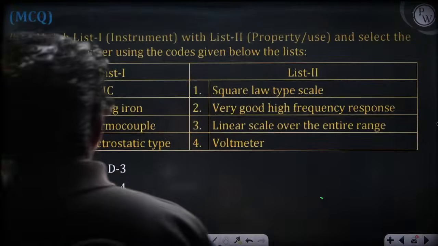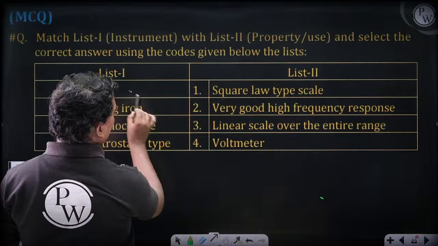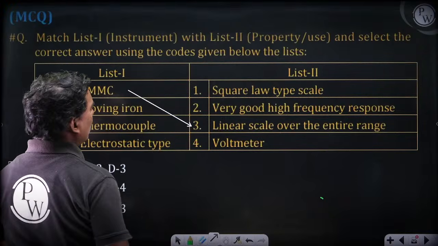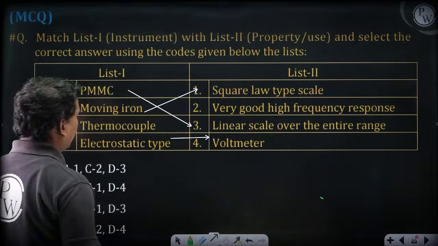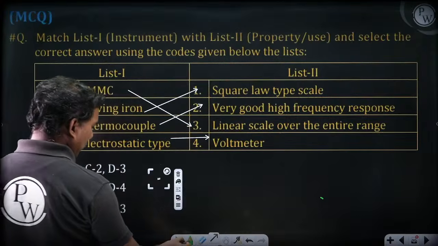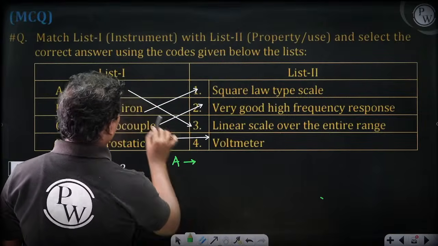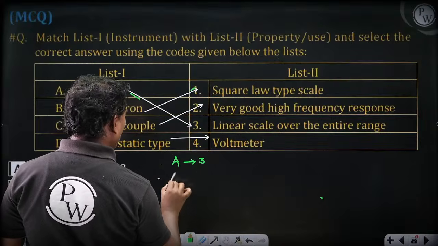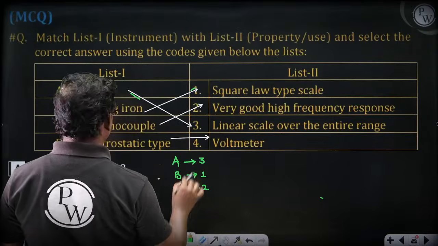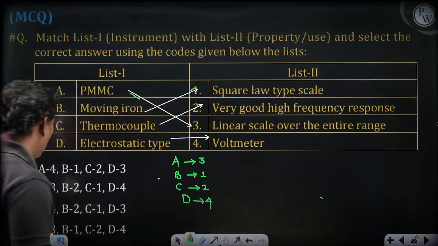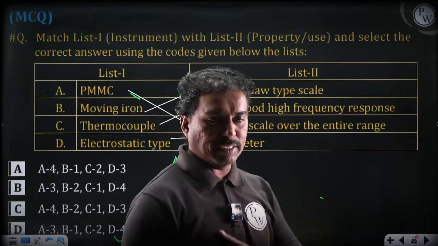Option B is coming. Okay, see here. PMMC has a linear scale over the entire range. Moving iron is square law, right? Electrostatic type is a voltmeter, an electrostatic voltmeter. Thermocouple always has high frequency response. So what are the answers? A goes to 3, B goes to 1, C goes to 2, D goes to 4. So 3, 1, 2, 4. So option D is the right answer. Option D is the right answer, na?